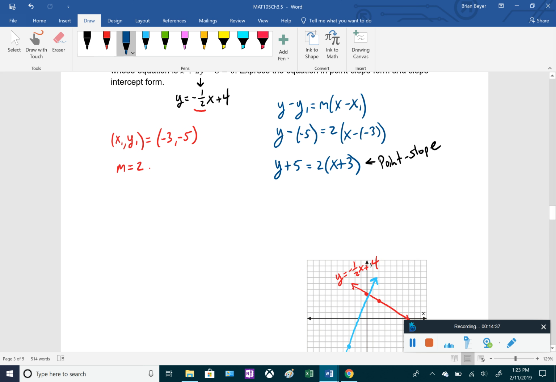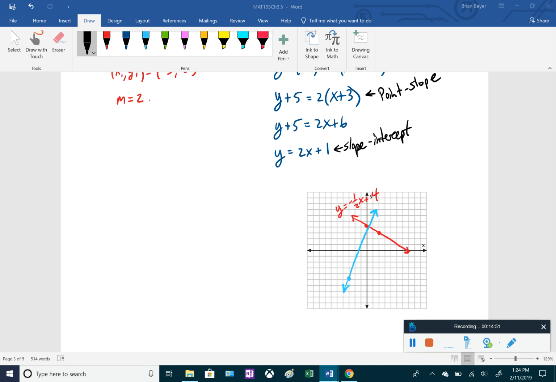Solving this for y, we're going to distribute the 2, that's 2x plus 6. Subtract 5, we get y equals 2x plus 1. So that's going to be our slope-intercept form.